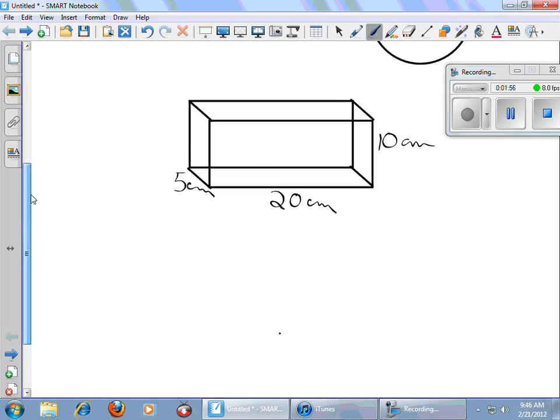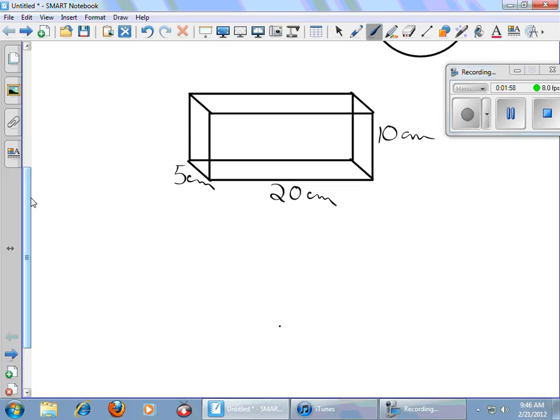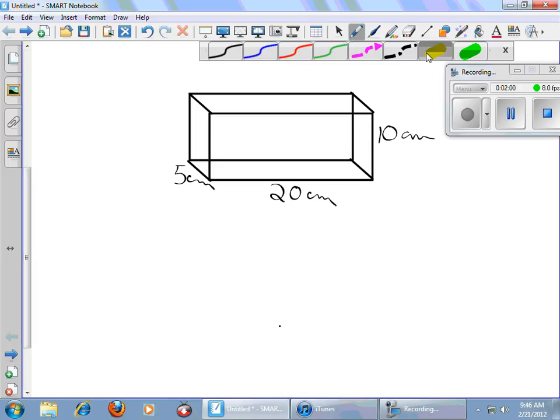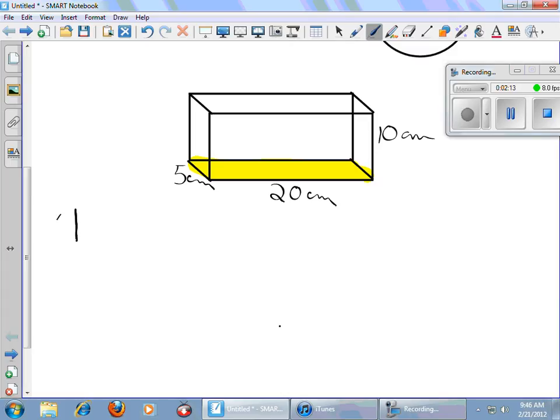And so let's see here. First of all, this bottom one. Now let me highlight it in yellow here, this bottom face. See it there? Okay, that bottom. What are the dimensions of that rectangle? Well, it looks to me like it's 5 centimeters by 20 centimeters, right? Yeah, and I also notice that there's two of them.